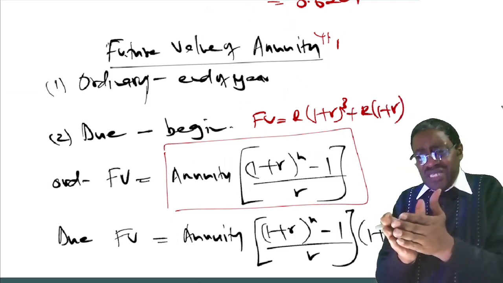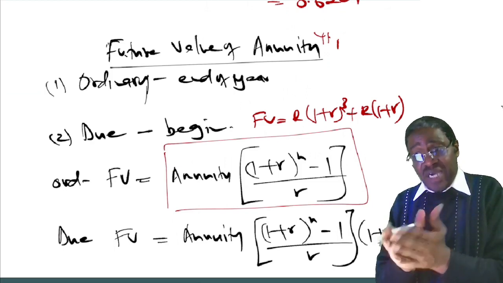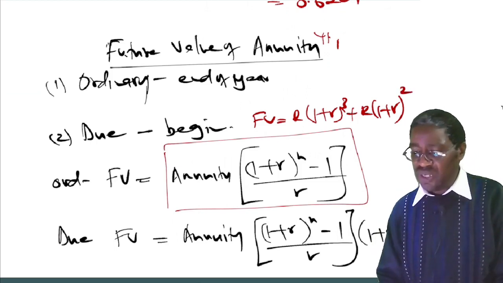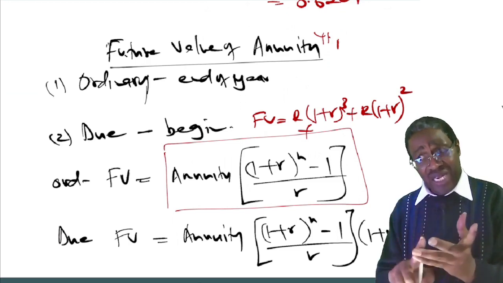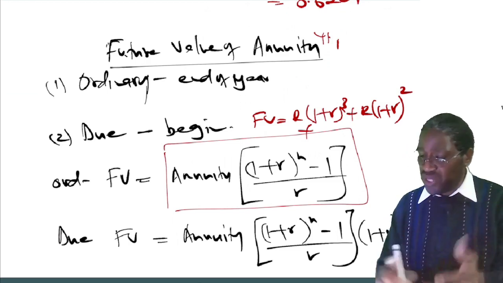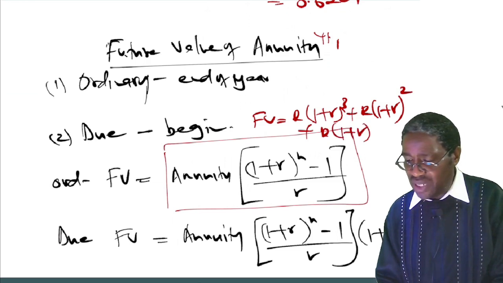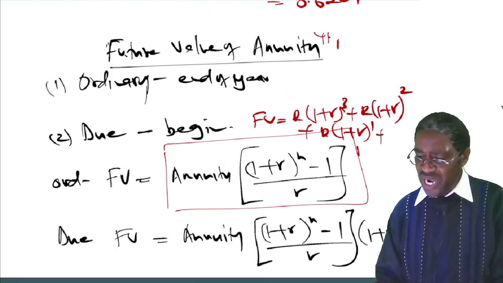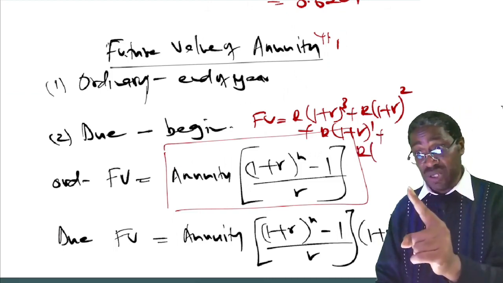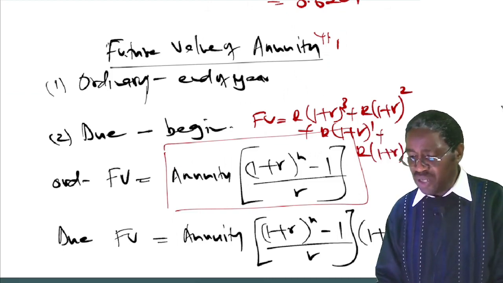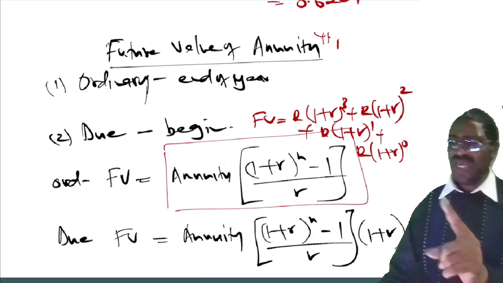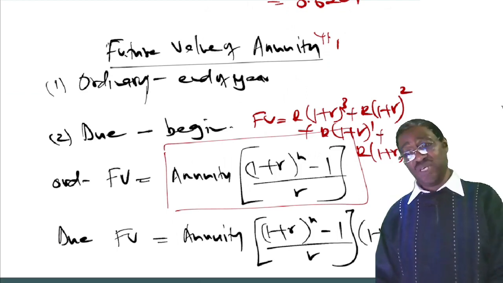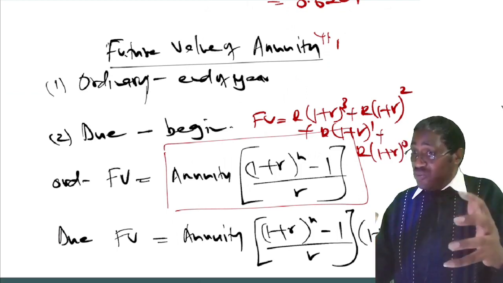What you are investing in the second year will only earn you interest in the third year and the fourth year. Those are 2 years. Plus, what you are investing in the third year will earn you interest only in the fourth year. So it will be R into 1 plus R to the power of 1. Then finally, what you are investing at the end of year 4 will not earn you interest. So it will be R into 1 plus R to the power of 0. And I told you last time, anything raised to the power of 0 is 1. So I hope you can remember this argument.